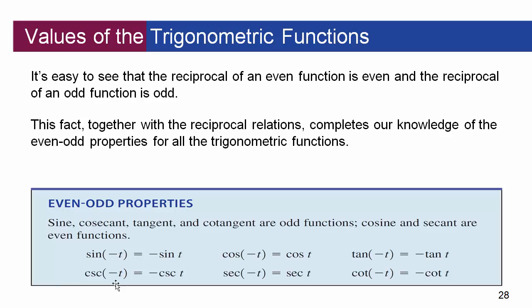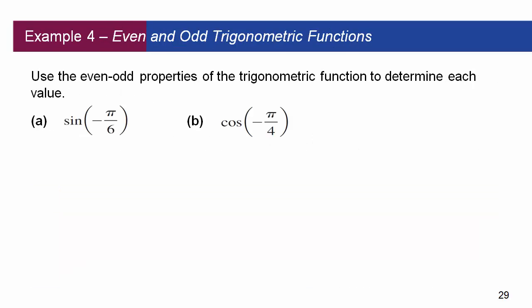Cosecant, because it's just 1 over sine, is going to act the exact same way as sine. Secant, because it's 1 over cosine, is going to act the same way as cosine. And then cotangent, because it's 1 over tangent, is going to act the same way as tangent. So you can see that we have 1, 2, 3, 4 of them are odd, and the only evens are the cosine and the secant. So the only way you can be even is if you're built on x. Everything else is odd.